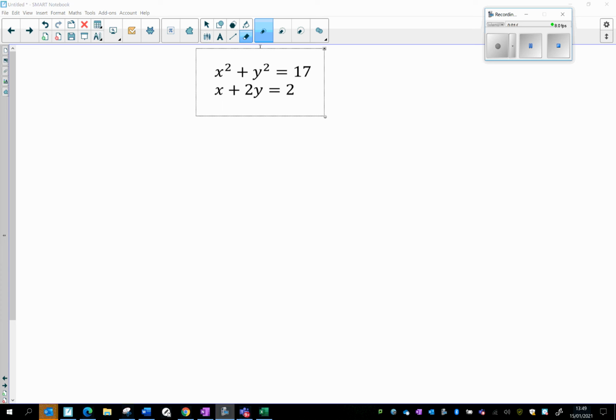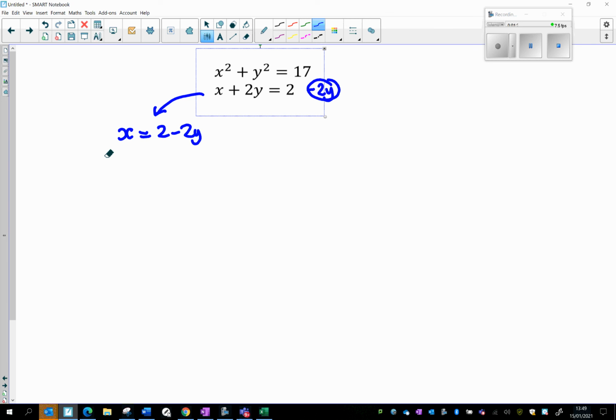Okay, first example. So the first equation here is the non-linear one, and the second equation here is the linear one. So I'm going to rearrange the linear one to make x the subject. And in order to do that, I'm going to take away 2y from both sides. Don't make y the subject because you'll end up with fractions, which is horrible. Okay, so x is equal to 2 minus 2y.